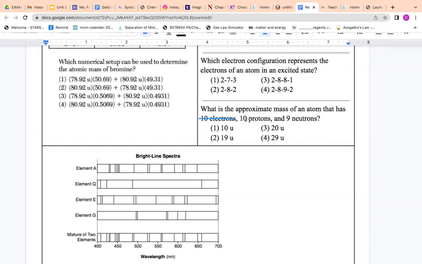All we care about is the protons and neutrons. They both have the same mass of 1 AMU. So if you have 10 protons and 9 neutrons, you've got 19 things that all weigh 1 AMU. So the total mass is just 19. That's it. 19 u or AMU, whichever one. 19 in total. Again, avoid the electrons if they're asking about mass.